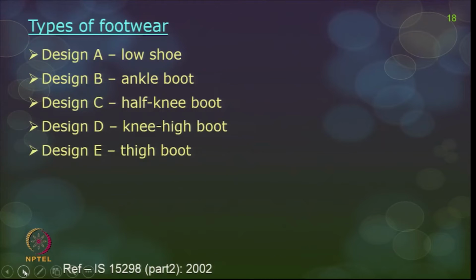Okay. Types of footwear, there are so many types of footwear. For example, low shoe, which is primarily at a very low height, okay, you get a low shoe. Next is ankle shoe, which is the normal shoe which you wear, which comes with the shape like this. Half knee boot, so this is primarily like this. Okay, then full knee high boot.